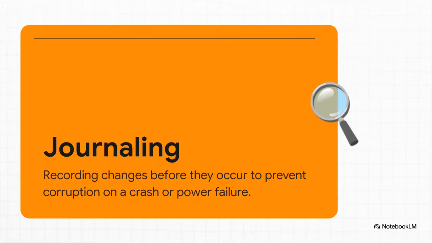Okay, if you remember one word from this section, make it this one: journaling. This was the absolute game changer. Imagine the system keeps a little logbook. Before it actually writes a change to your hard drive, it first jots down what it's about to do in that logbook. So if your computer suddenly crashes or the power goes out, when it boots back up, it can just read the logbook, see what it was in the middle of doing, and fix any half-finished business. It's what stops your data from getting scrambled.